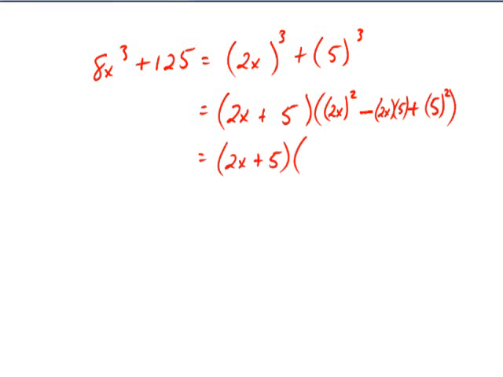Simplifying, I'll have 4x squared when I square the 2x, minus 10x, plus 25. Once again, you can multiply the binomial times the trinomial to see if you end up with 8x cubed plus 125.